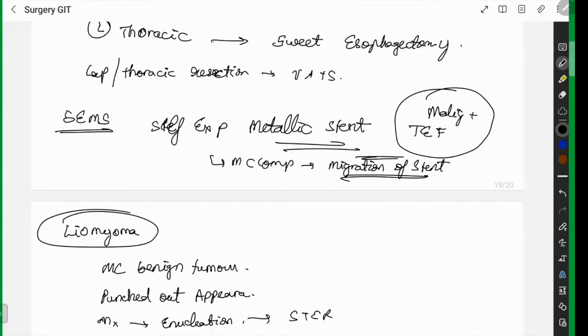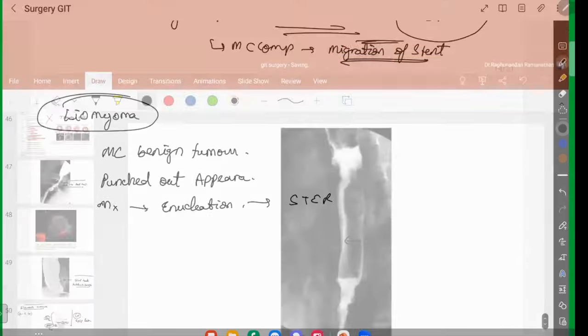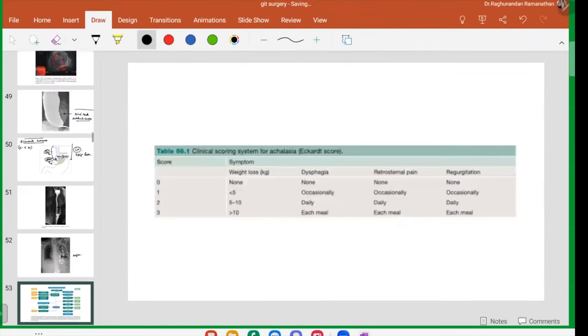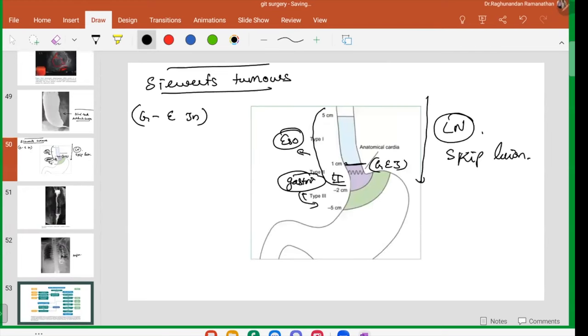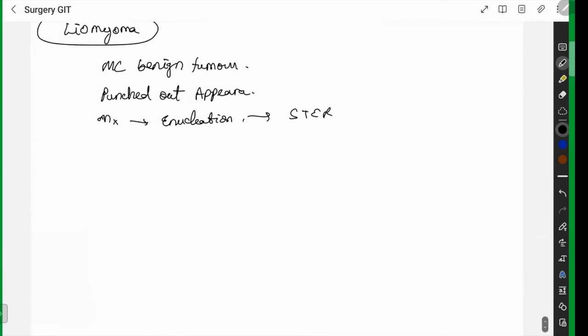Next, you have to understand esophageal perforation. Next, what are we going to go for? We are going to go for esophageal perforation. Can we go into esophageal perforation, guys? Yes. Esophageal perforation is very important. Post endoscopic, we can divide esophageal perforations.